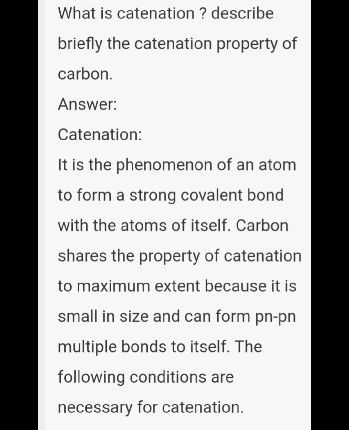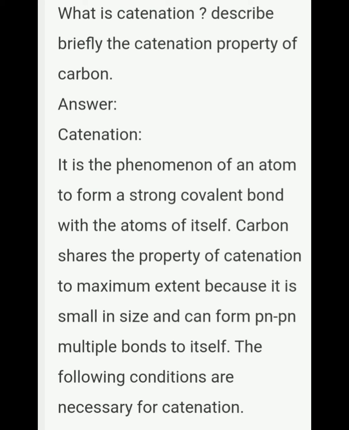Organic compounds exist in the whole world. How does this happen? Due to the catenation property. Catenation means it is the ability of an element to form a chain of atoms to form a number of organic compounds.